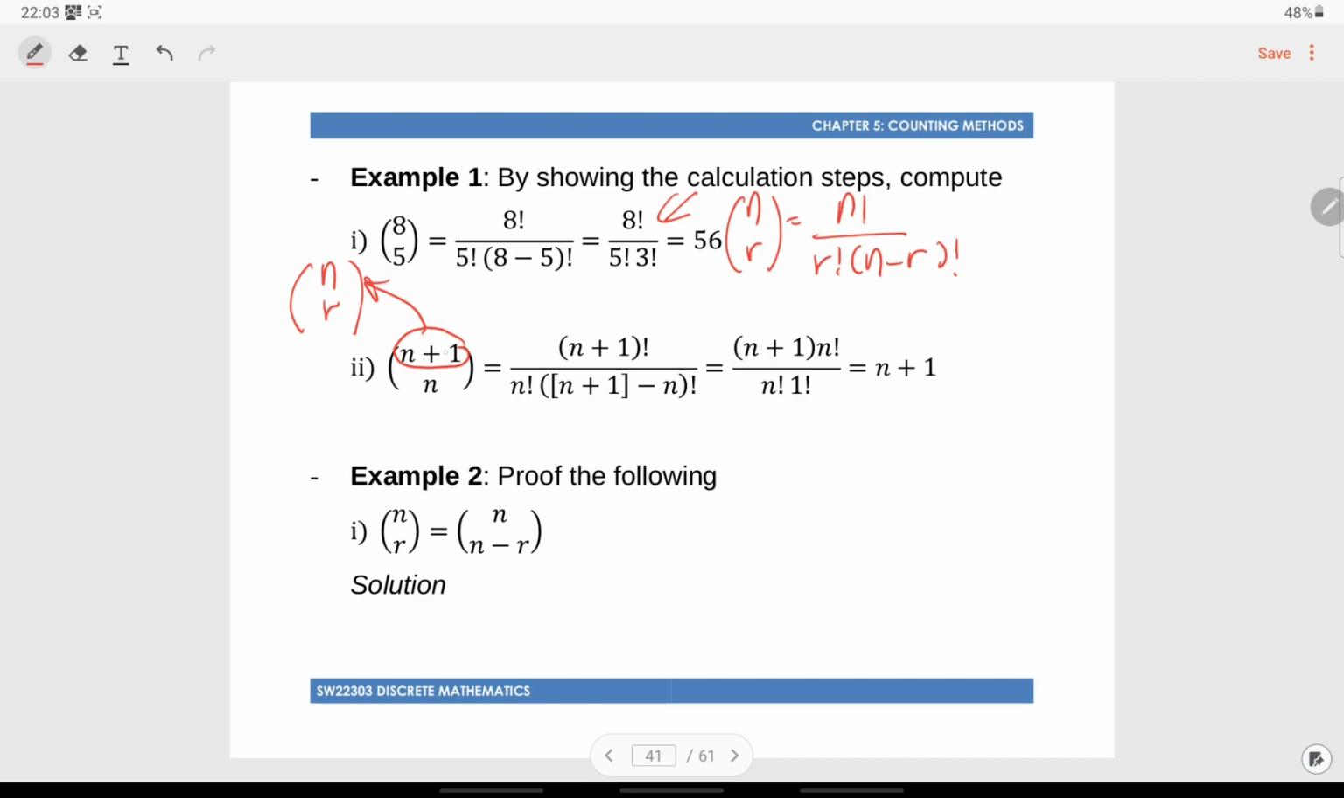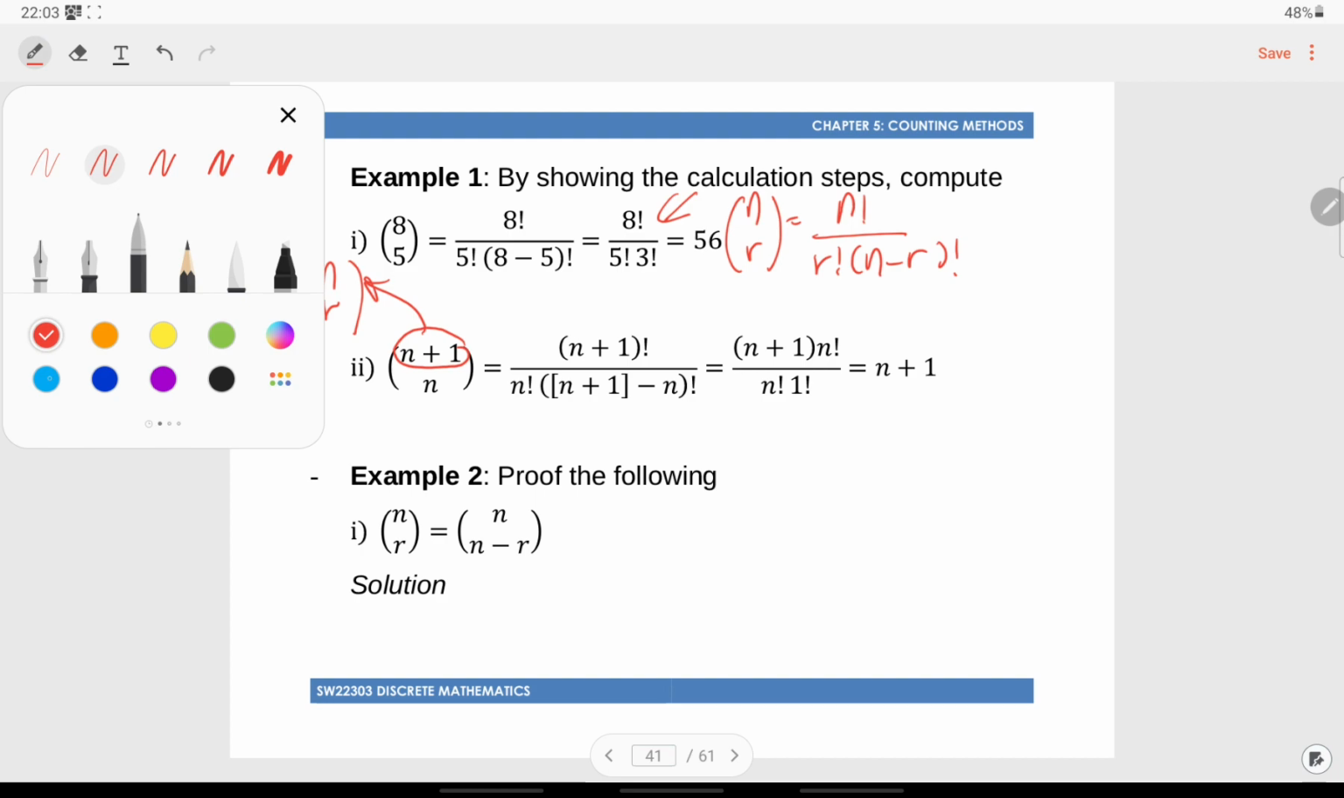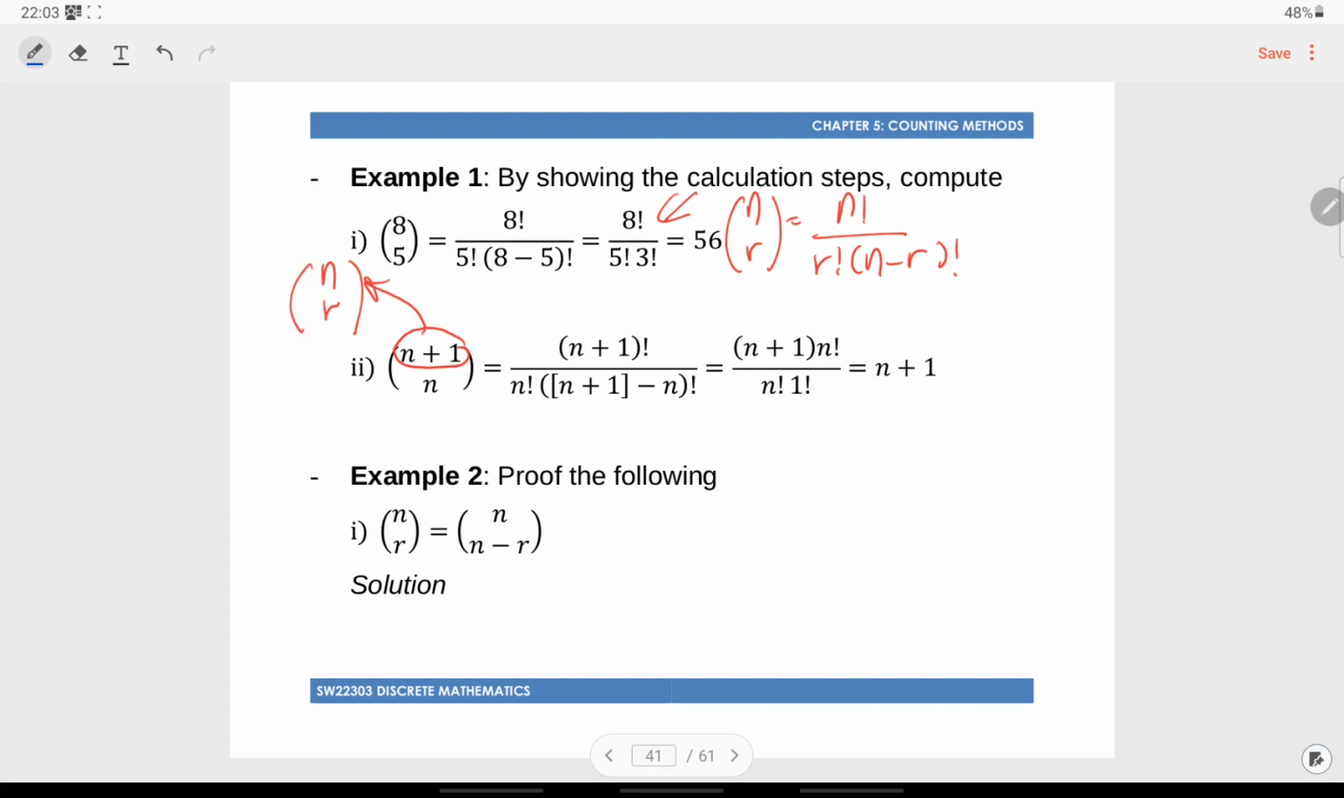So this time at the top we have n plus 1. So we have to substitute all the n with n plus 1. So we have n plus 1 factorial. Okay, and at the denominator we also have n plus 1 to substitute this n.